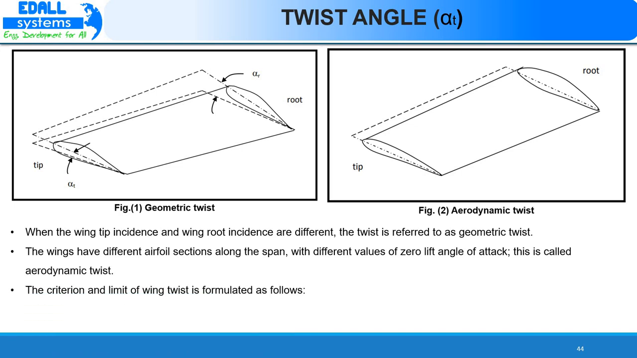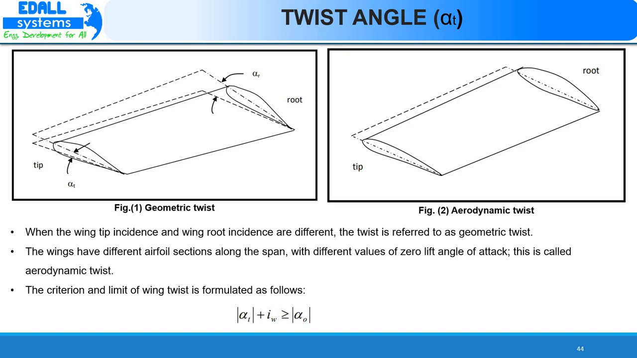The criteria and limit of wing twist is formulated as alpha t plus IW should not be greater than or equal to alpha naught, where alpha t is twist angle, IW is wing incidence, and alpha naught is zero lift angle of attack. Both geometric twist and aerodynamic twist have advantages and disadvantages, where the designer must decide which one to select that satisfies the design requirements.